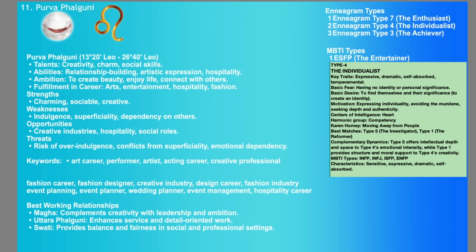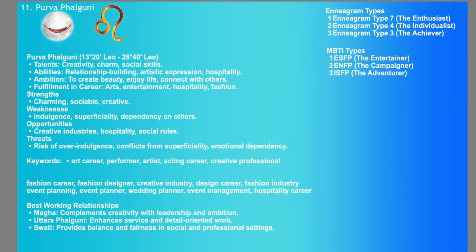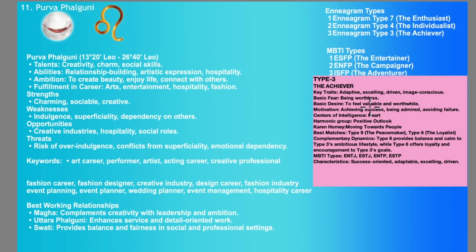Next type of Enneagram is type 3. Type 3 people are the achievers. They are adaptive, excelling, driven, image conscious. Once again, I see acting there as the career type. Also, they could do well in fashion career, fashion design, and so on. You've got to see the placement of Venus where it is to determine where this will go. Venus and Sun both, because they are the governing planets of this nakshatra.